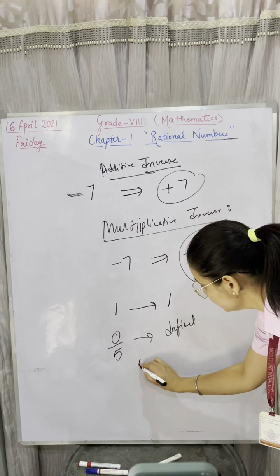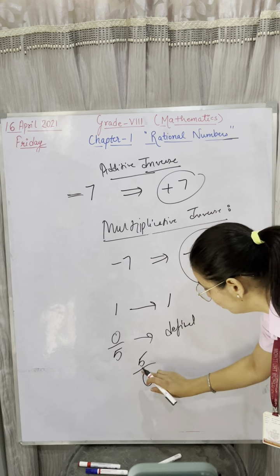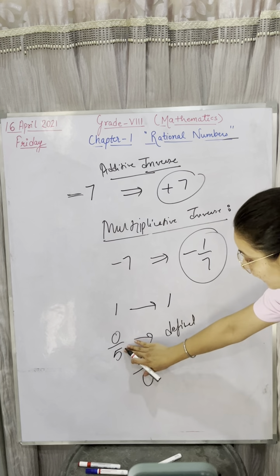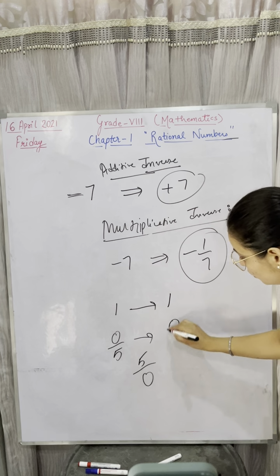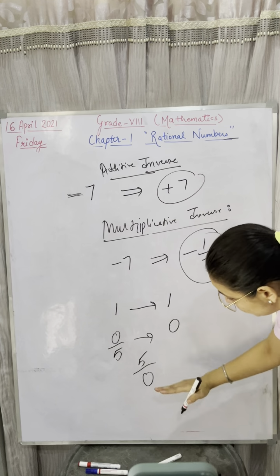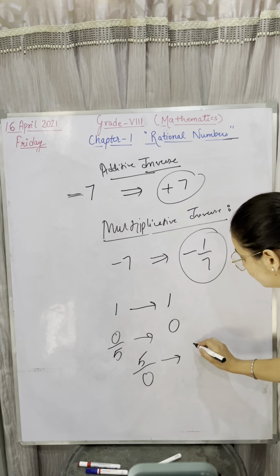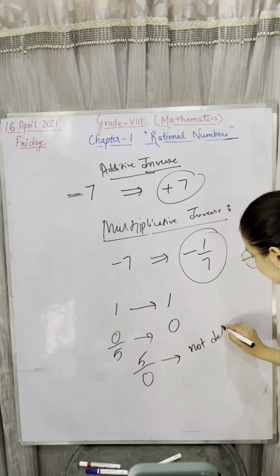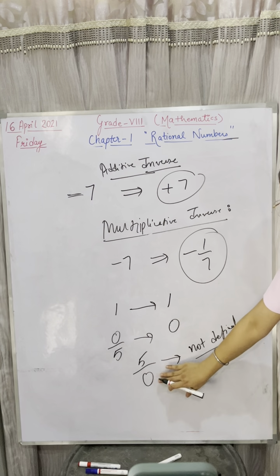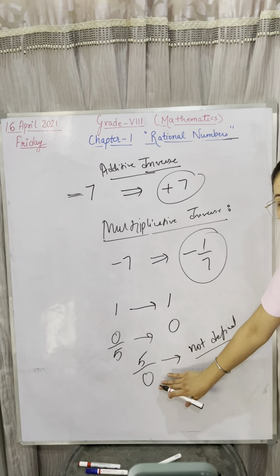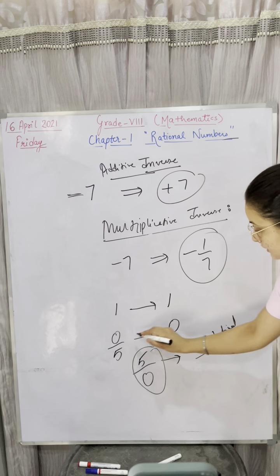When any term is written divided by 0, the answer will be 0. It is defined, because 0 divided by 5 is 0. But anything divided by 0 we can't calculate, that is not defined. We can't calculate if anything written in the denominator is 0. So this is not defined and this is defined.